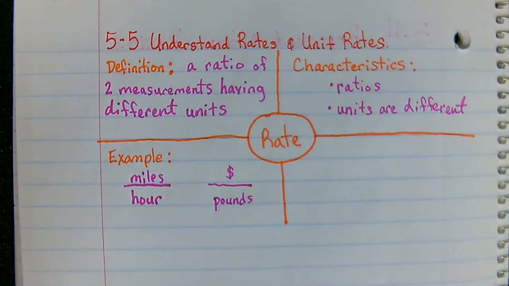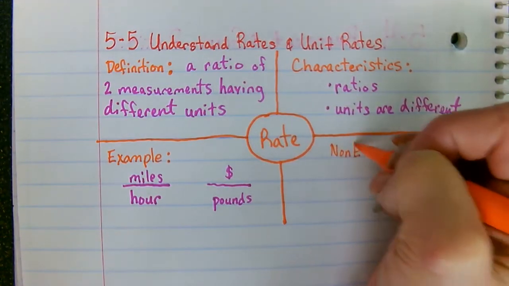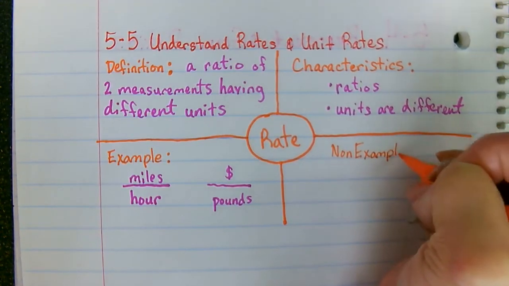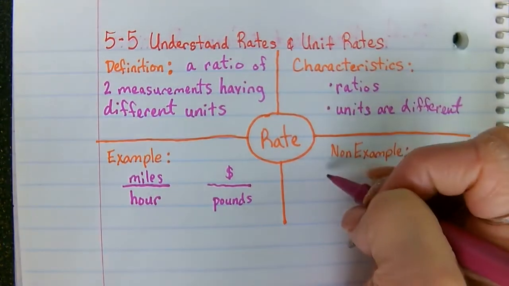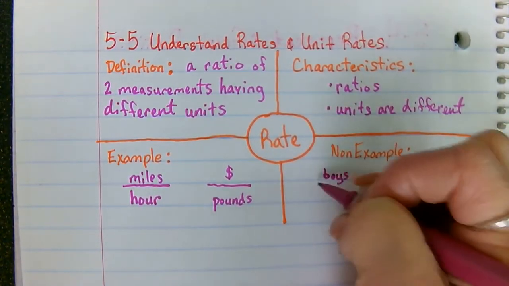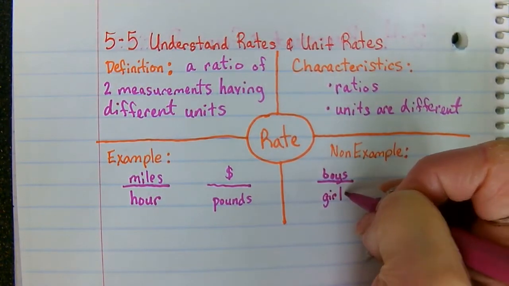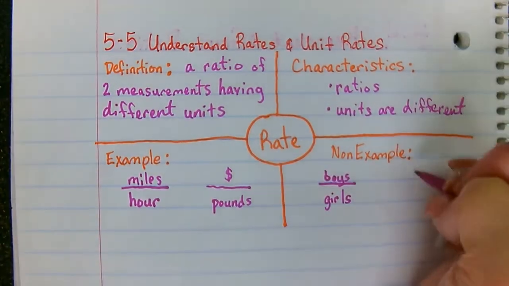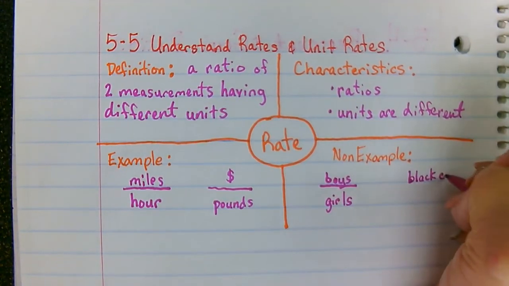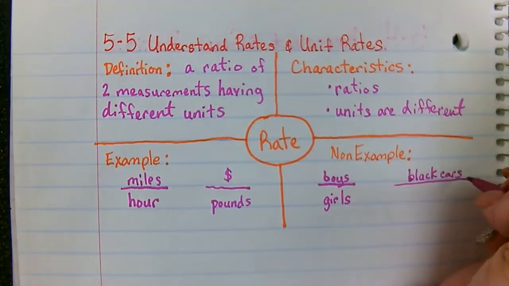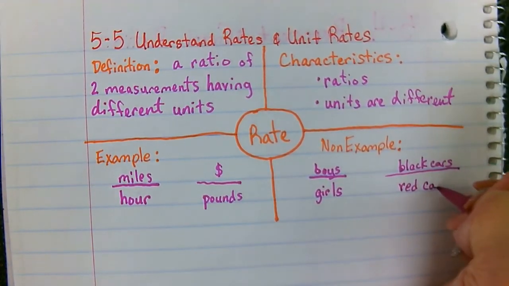All right, let's look at a non-example. So that's something that would not be relevant to it, okay? So boys to girls, you can't have a unit rate out of that. Boys to girls cannot be said boys per girls. It works differently. Another one would be black cars to red cars. So they're still ratios, but it's not a rate. Okay?